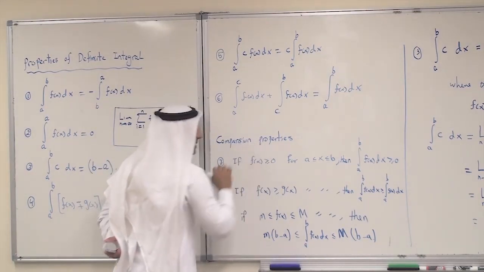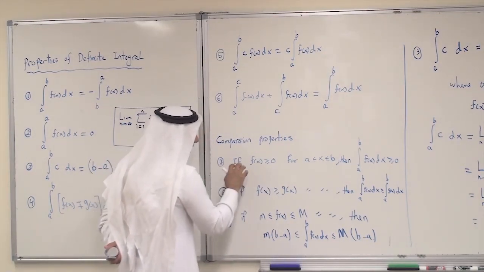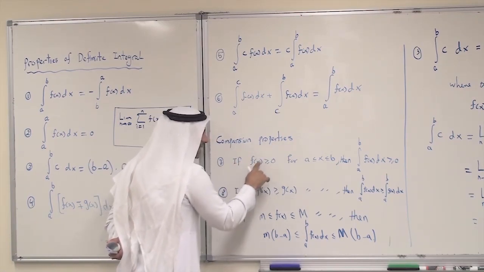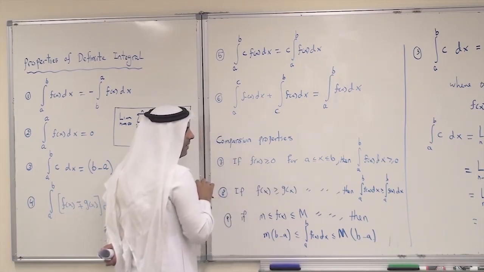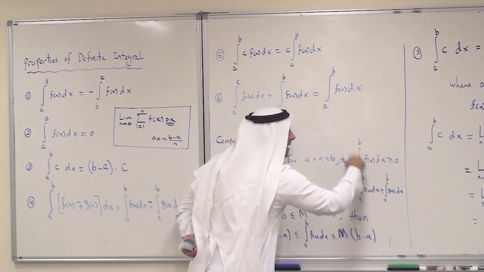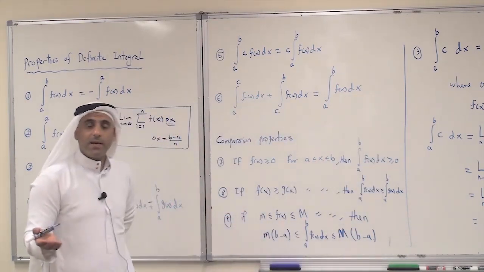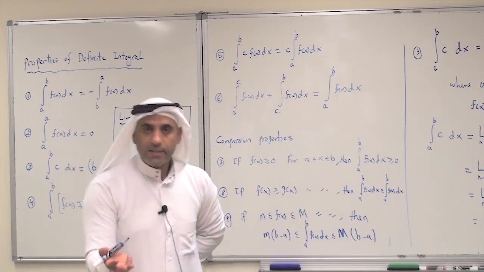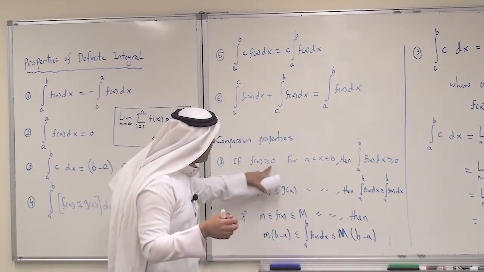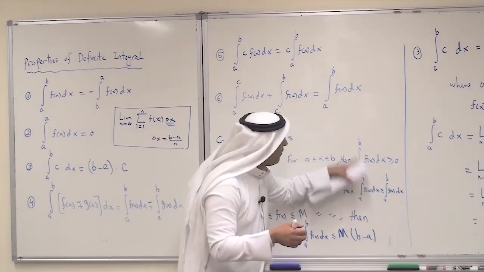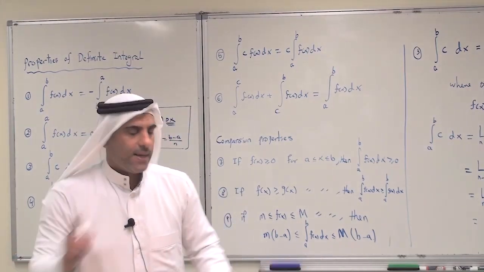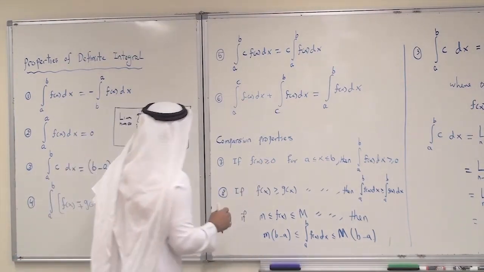The comparison property says, if f of x is greater than or equal to 0 for all x between a and b, then the integral will also be greater than or equal to 0. This is very simple, it can be seen from the definition. It can be seen from the meaning of the integral. If the integrand is non-negative, the integral of f of x will represent the area under the curve, and the area is always non-negative, isn't it? That is by geometry. You can also use the definition to prove it.